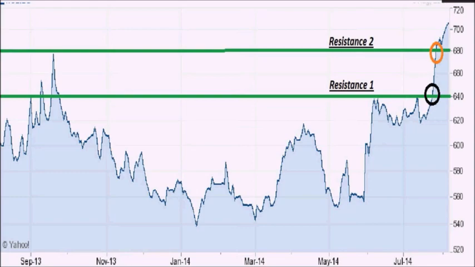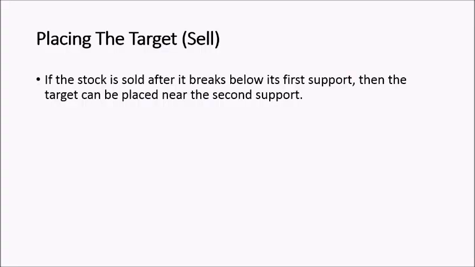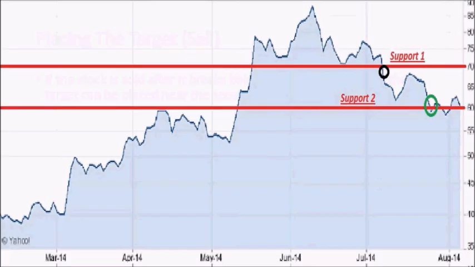Similarly, where should one place the target when the stock is sold? If the stock is sold after it breaks below its first support, then the target can be placed near the second support. Let's see an example. In this example of JP Associates, the first support is around 70 and the second support is around 60. Therefore when the stock breaks the first support of 70, then the stock can be sold with a target placed near the second support, which is 60.